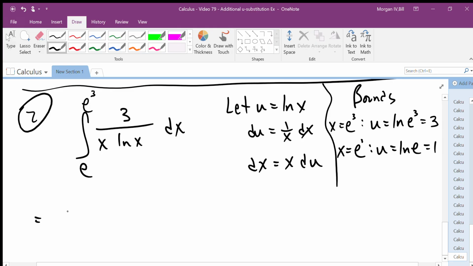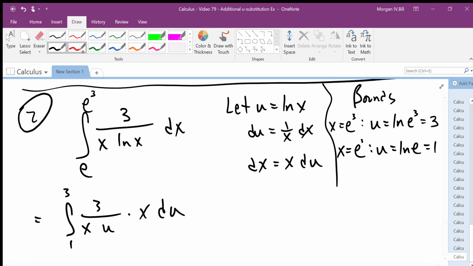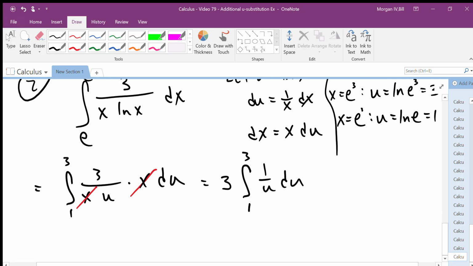And so this is equal to the integral from 1 to 3 of 3 over x. Natural log of x became u, and dx became x times du. And what we see is this x in the denominator cancels with that x in the numerator. I'm going to go ahead and pull the 3 out front. So this is 3 integral from 1 to 3 of 1 over u du. And no need to change it back to x's because I'm in terms of u here. My bounds are in terms of u.